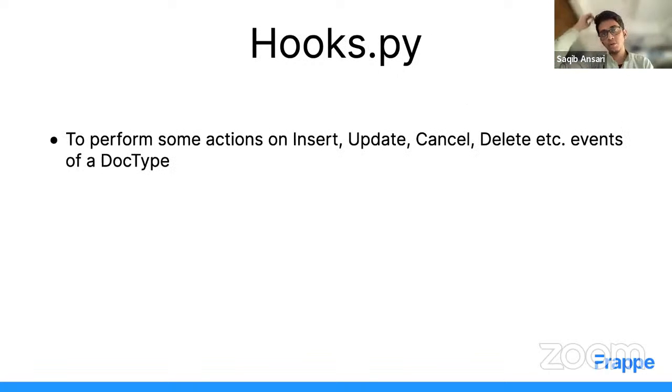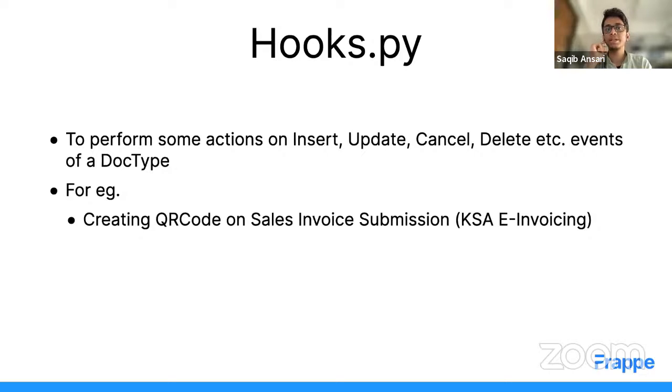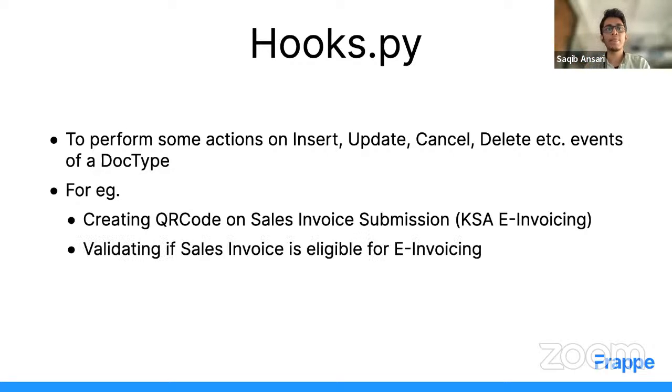Then hooks.py, this is basically used to run custom scripts on basically any event of the doctype. This is heavily used for all the regional apps, even for KSA and Indian. So for example, for KSA invoicing, QR code is created on the submission of sales invoice. So hooks.py helps to do that without changing anything in the core.